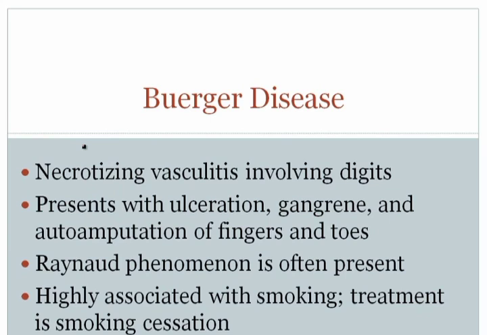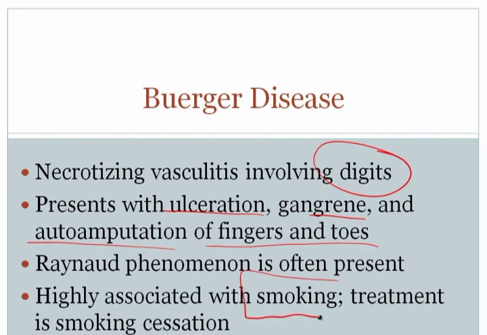This is a necrotizing vasculitis that involves the digits. So you're classically going to see ulceration, gangrene, and autoamputation of the fingers and the toes. What's very important about this disease, and perhaps the highest yield, is that it is basically associated with smoking. It is a smoking disease, essentially. And the treatment would be to stop smoking.